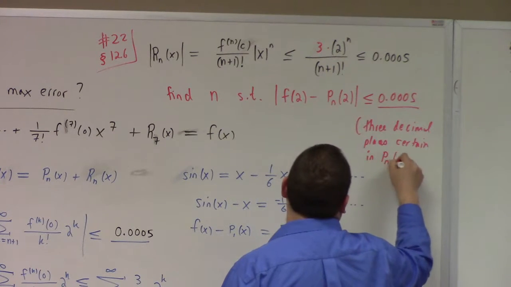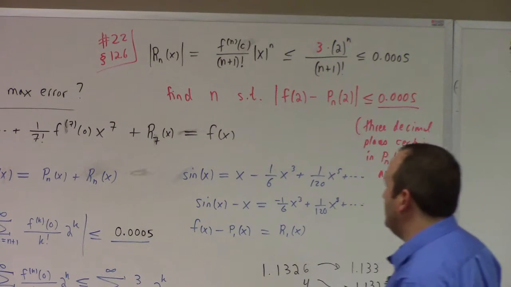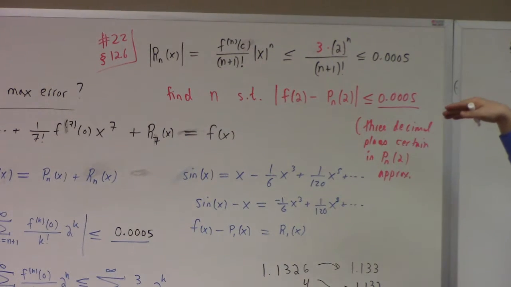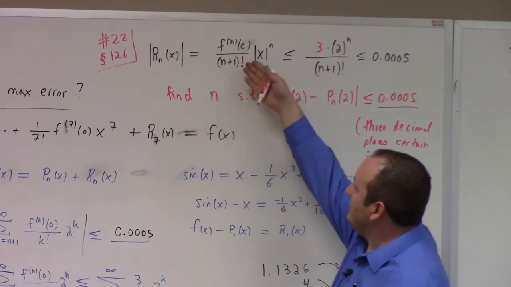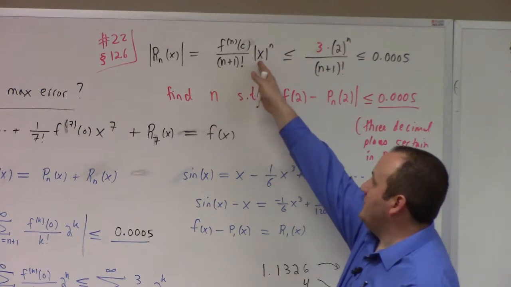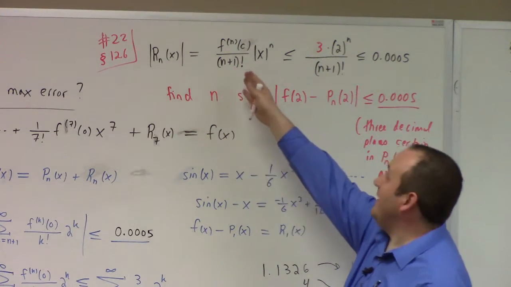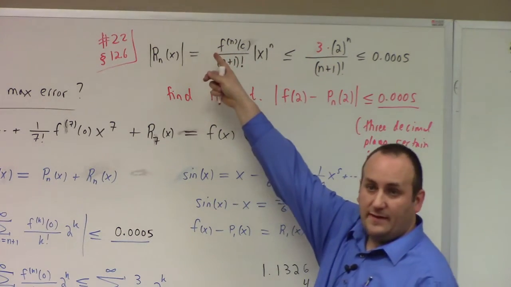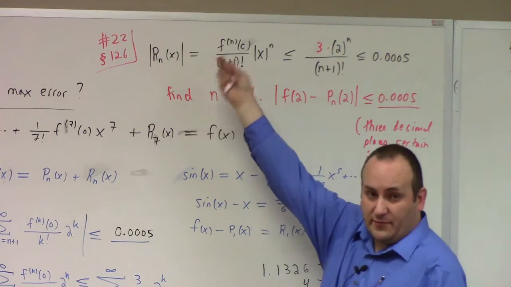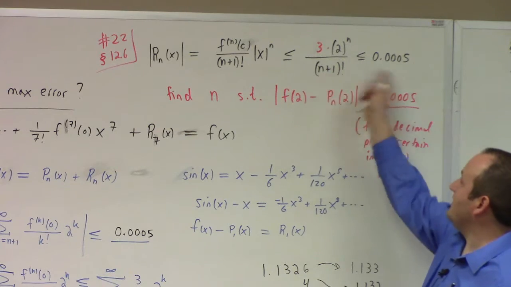In the P_n approximation, all right? So you have to solve this inequality for problem 22 in 12.6. If you look at Lagrange's formula for the remainder, we know there exists some c such that the (n+1)th derivative divided by (n+1)! times x^(n+1) is actually the remainder. That is less than or equal to 3. The reason I can put 3 there is that you're given in this problem the derivative is bounded by 3. And then you have x equals 2. So you just have to solve this inequality.